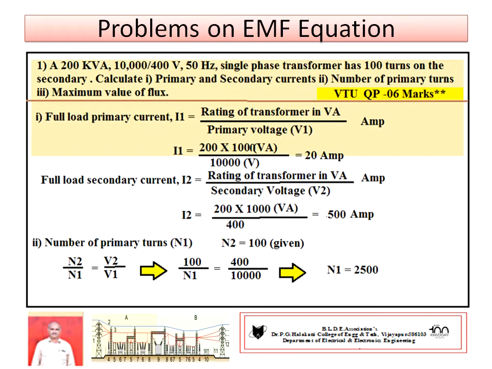Then you go for N1, the number of primary winding turns. It is very easy. Use the K value, that is N2 by N1 equals V2 by V1. You substitute the N2 value, keep N1 as it is, and the ratio 10,000/400. 10,000 is V1, so V1 by V2, primary voltage by secondary voltage, is the ratio expression. Hence primary is 10,000, secondary voltage is 400 volts. So 400 divided by 10,000. N1 we are getting is 2500.